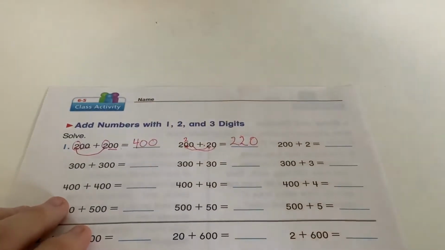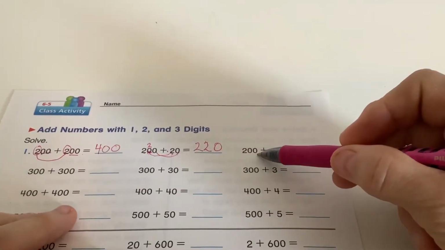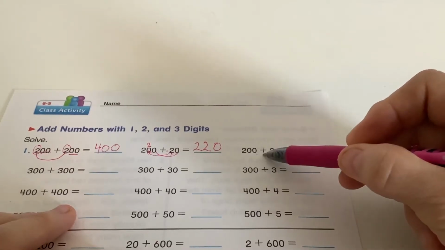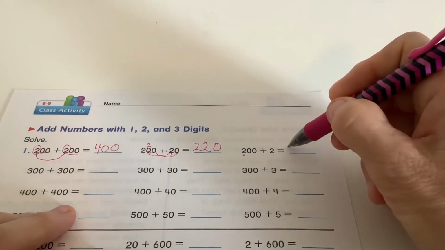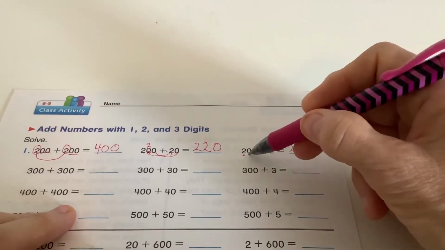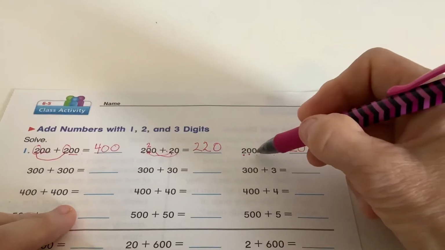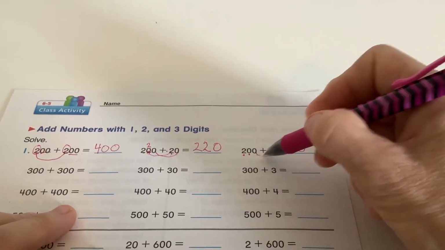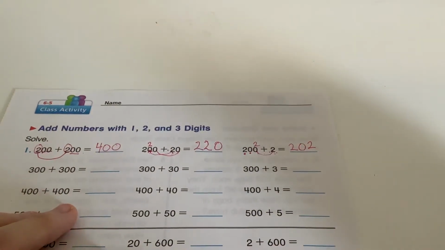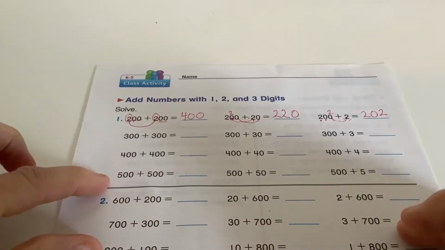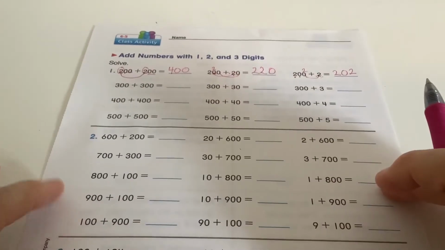Now, when we get to our ones digits, we have 200 plus 2 ones, okay? So here's our hundreds digit. We have 200. We have 0 tens here, 0 tens here. But we have 0 ones and 2 ones. So we need to replace that 0 with our 2 ones, which gives us 202. All right, the next 3 problems are going to be just like that. Let's move down to section 2.